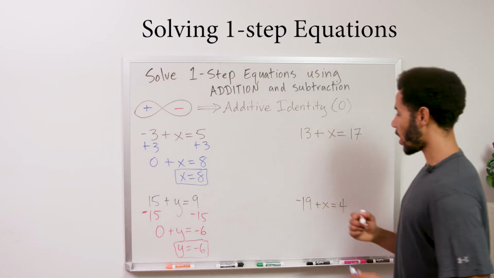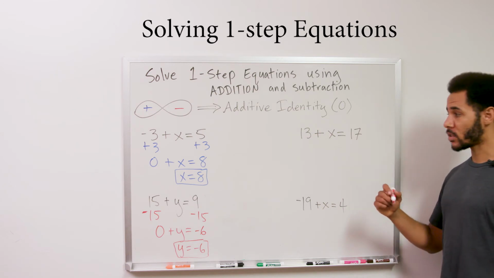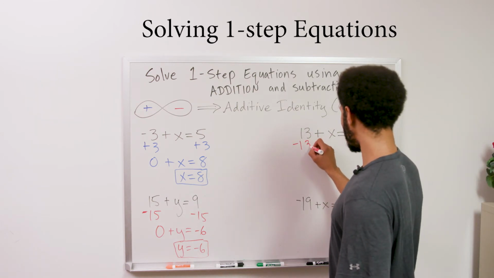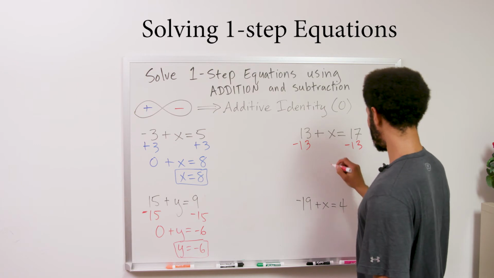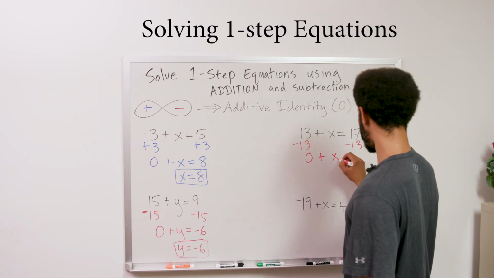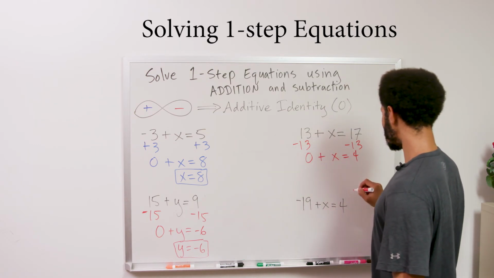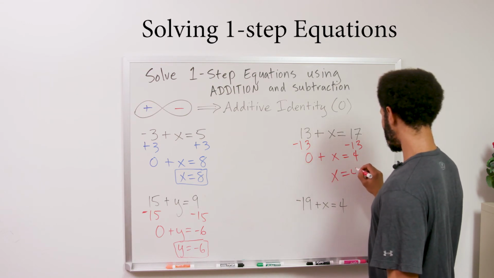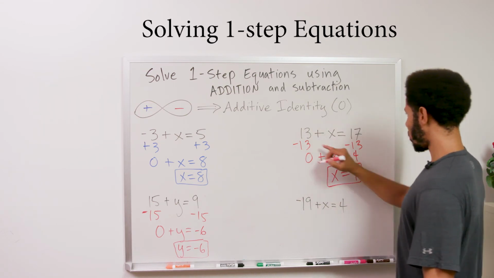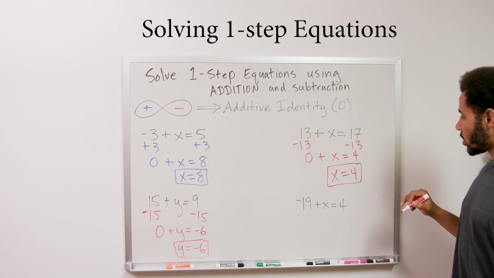Coming over here, we have a positive 13 plus x equals 17. To make a 0, we have to subtract that 13 from both sides. And we have 0 plus x equals positive 4. X equals 4. 13 plus 4 equals 17.